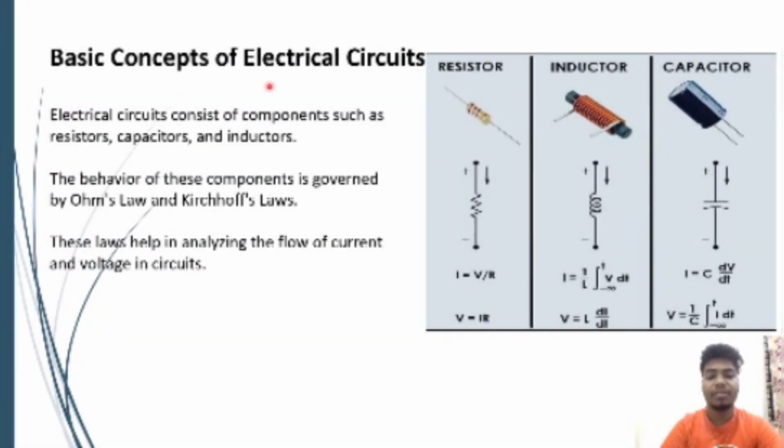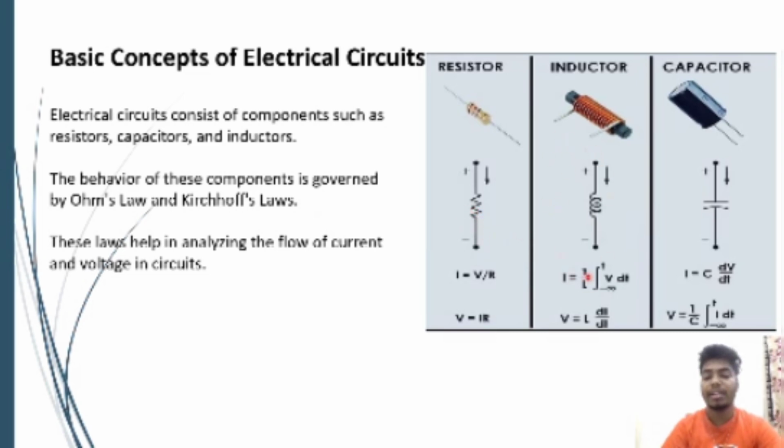Basic components of electrical circuits. Electrical circuits consist of components such as resistor, capacitor and inductor. The behavior of these components is governed by Ohm's law and Kirchhoff's law. These laws help in analyzing the flow of current and the voltage in the circuits. Here is the resistor circuit. According to Ohm's law, V is equal to I into R. Accordingly, resistance R is equal to V by I.